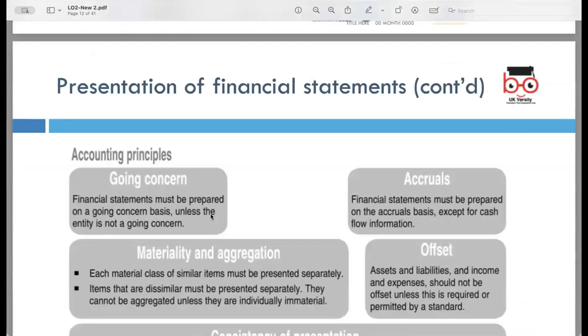Presentation of financial statements. The presentation of financial statements is governed by several fundamental accounting principles to ensure clarity, consistency, and reliability. First, going concern: financial statements must be prepared on a going concern basis, which means that the company is expected to continue its operations into the foreseeable future. If this assumption is not valid, the financial statements must disclose this fact and provide the necessary adjustments.